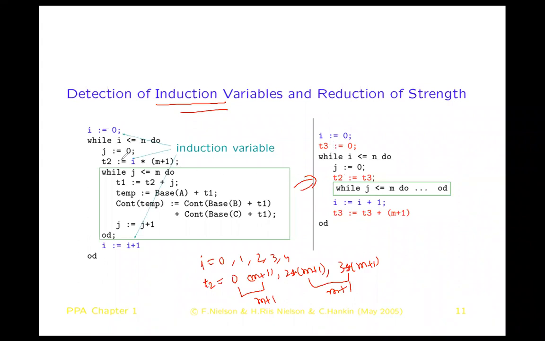One important thing here is T2 is equal to I star m plus 1 got transformed into T2 is equal to T3. At the end of the while loop, T3 gets incremented by a value m plus 1. T3 is initialized to 0 in order to take care of the loop initialization. When we enter the loop for the first time, T3 should have a valid value. This is how the whole analysis and transformation occurs here.